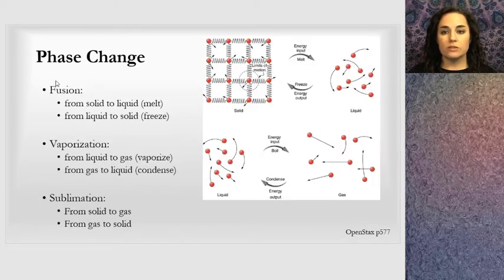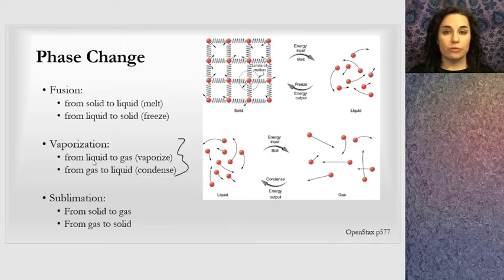Looking at particulars of phase change, there are three different processes for phase change. The first is from a solid to a liquid, or a liquid to a solid. If we go from a solid to a liquid, this is melting, and energy goes into melting. It takes energy to overcome these bonds, and these molecules become more free and more energetic. If we take energy away from a fluid, we freeze it and it becomes a solid.